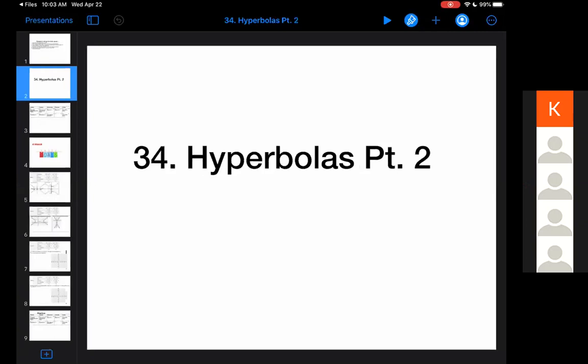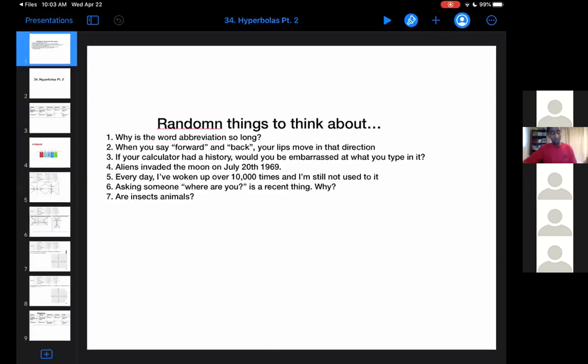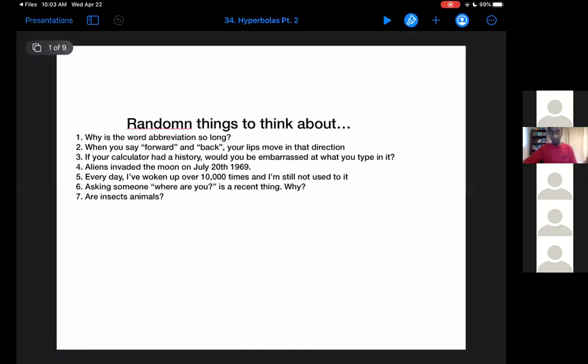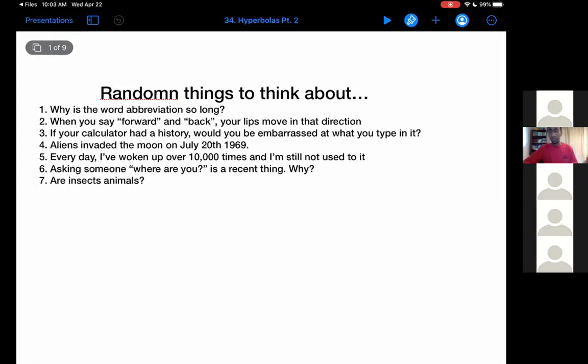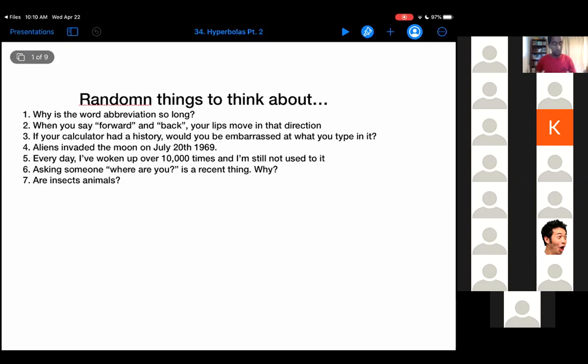While I do attendance, I'm going to have you read these random things to think about. So read these. Don't necessarily require an answer. I spelled random wrong. There should be no N at the end, sorry. But random things to think about. Read these and just think about them. Okay, awesome. We'll go ahead and get started then.